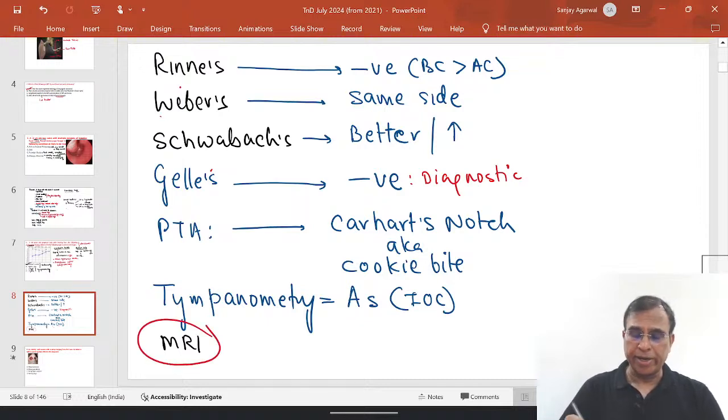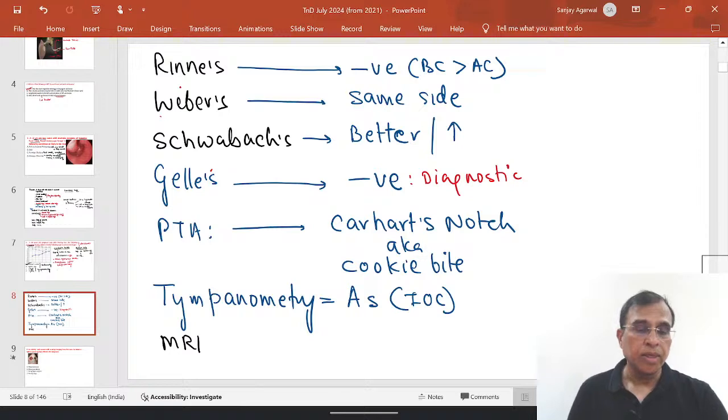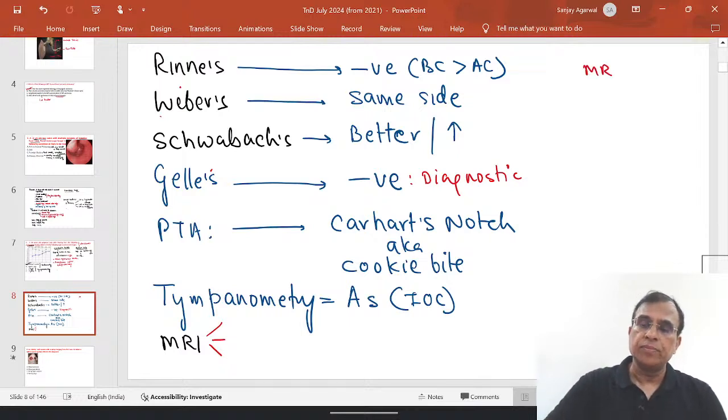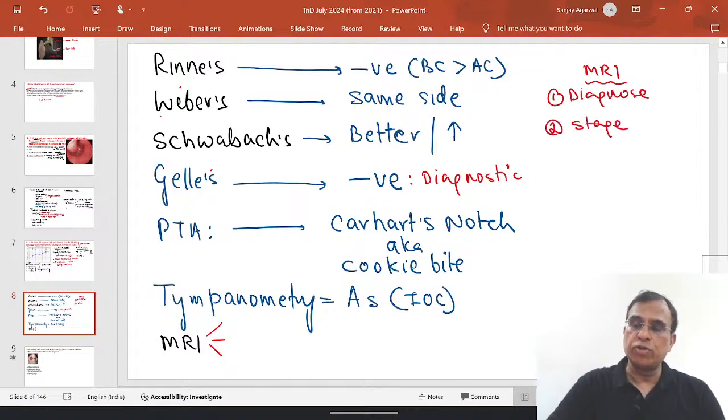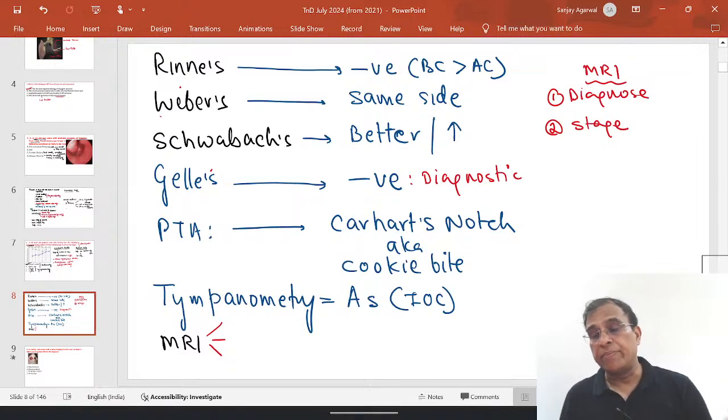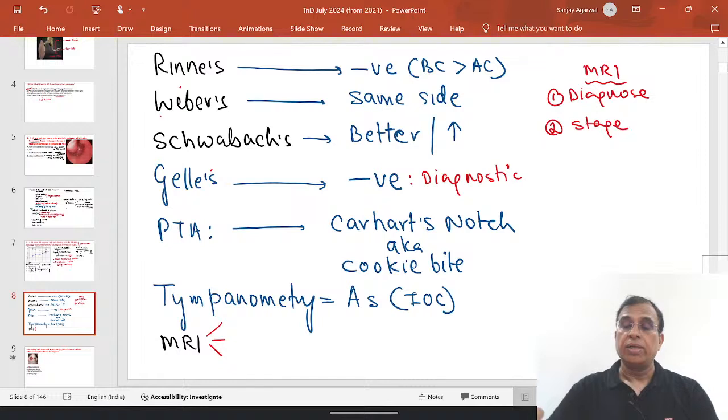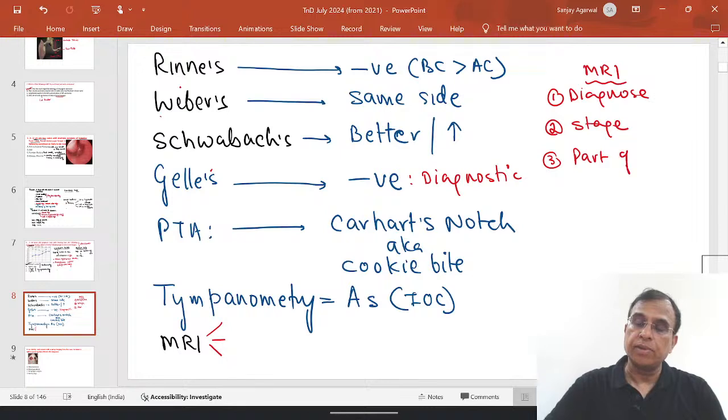You can also do MRI in otosclerosis, and MRI can help you know three things. So I am writing here, MRI in otosclerosis will, A, help you diagnose the disease. That is one thing it does. Also it tells you the stage of disease, because I am sure you know that otosclerosis has an active stage and a passive stage. MRI can show you the stage of the disease also. And third thing, it can show you the part of the footplate involved.